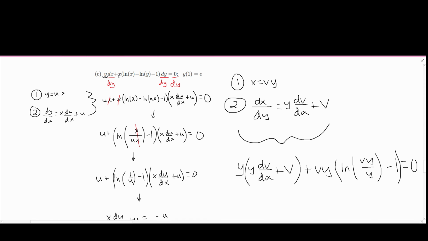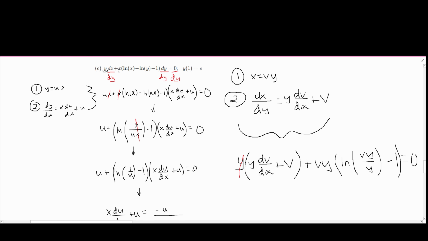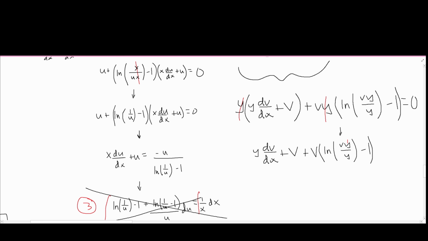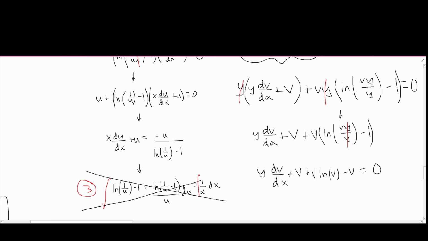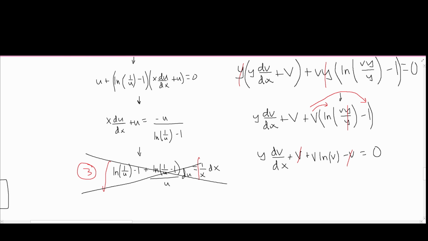So now from here, we can cancel out all the y's. We can also see that the y's actually get canceled out here. So we're just going to be left with an ln of v. We can rewrite this again as this. Once we distribute the v inside, we have a v ln of v and then a negative v. So this positive v and this negative v can cancel out just like that.